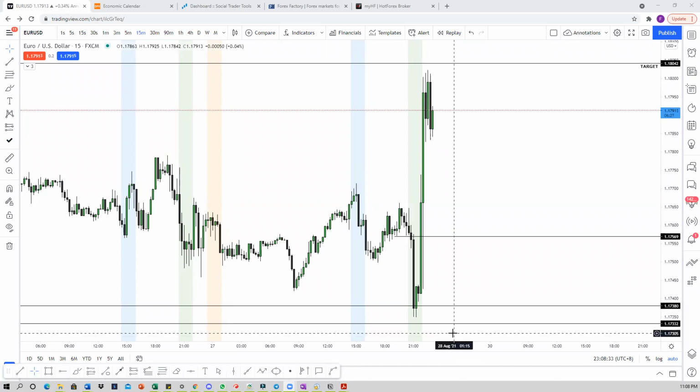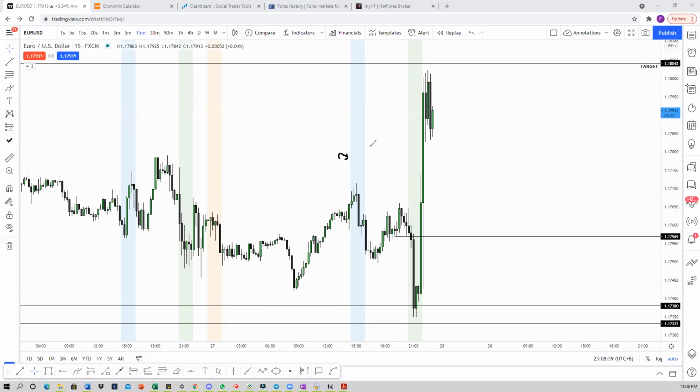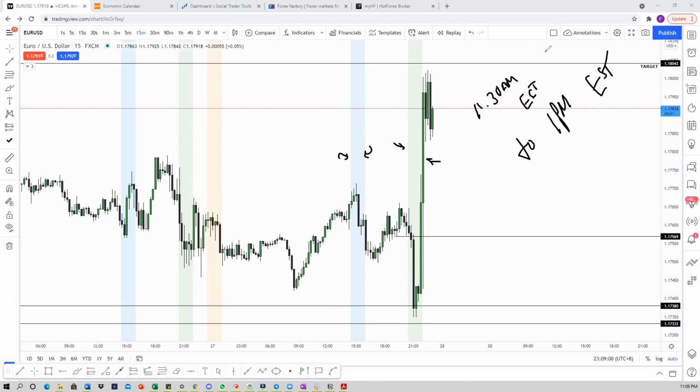Okay, so you all know that the liquidity cycle that we are going to be focusing on is this one to this one, this one to this one, and the one that's upcoming in another half an hour, which is 11:30 a.m. EST to 1 p.m. EST, right?